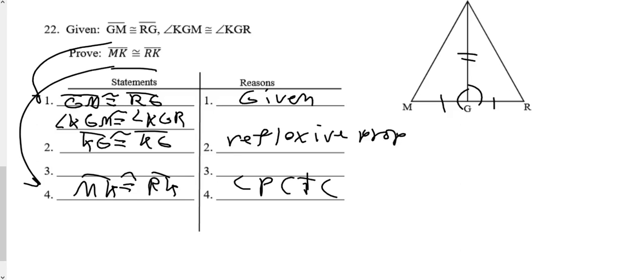And now, before we can do CPCTC, we need to prove the triangle is congruent. Can we do that? We sure can. By SAS. So we just say, now look, we just copy this and put a triangle mark. Triangle KGM is congruent to triangle KGR. It's the same statement, just triangle instead of angle. And we're finished. And that's it.